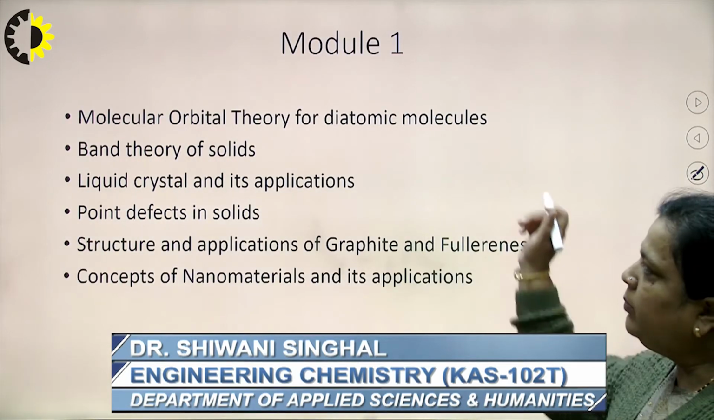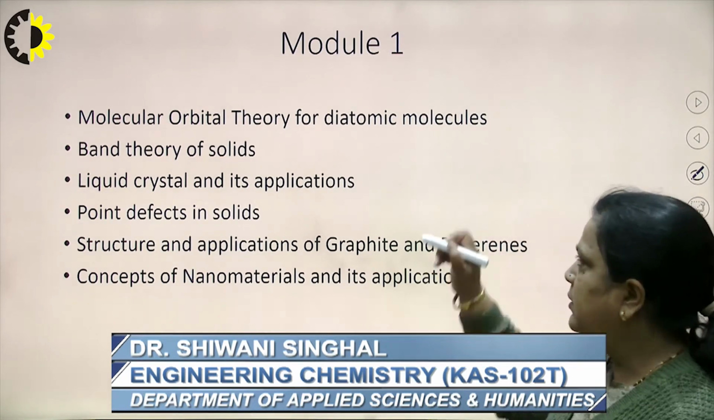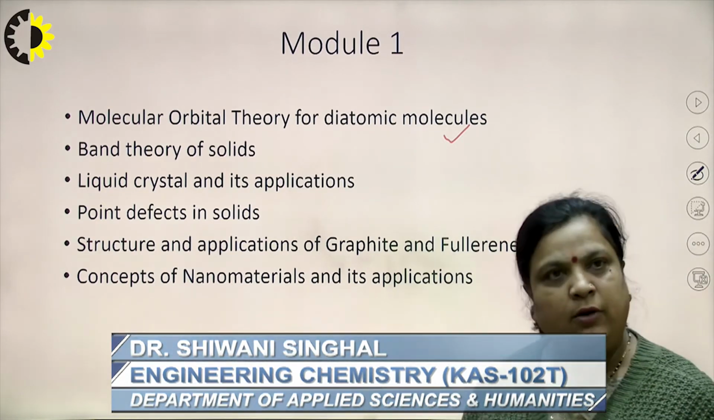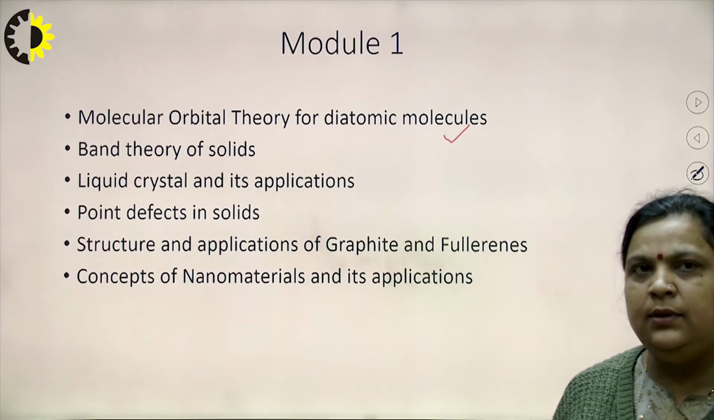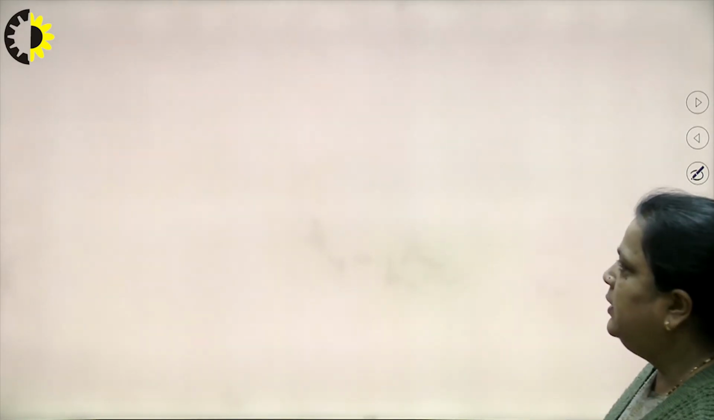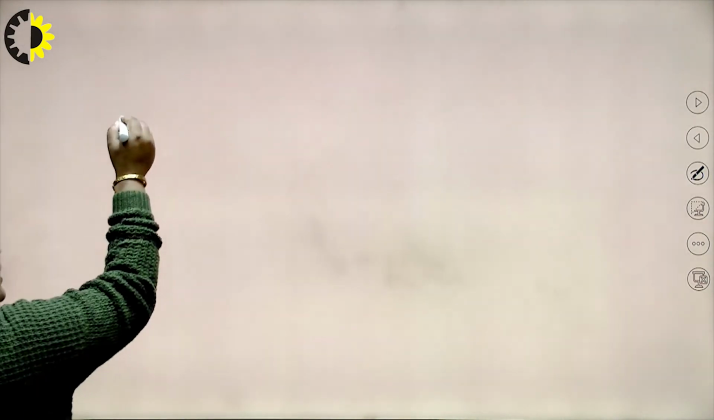These are the total topics in module 1, and in this I will discuss the concepts of molecular orbital theory and how we draw the molecular orbital diagram for diatomic molecules. It may be homonuclear or heteronuclear. Before this molecular orbital theory, first we should know the concept of bonding.